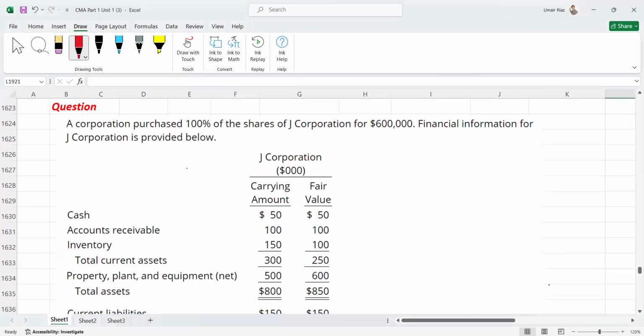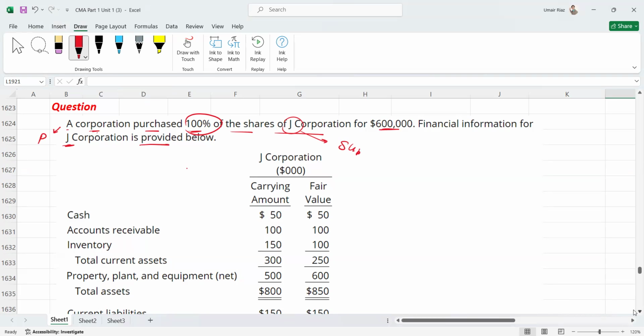The question says a corporation purchased 100% of shares of J corporation. So we have A corporation, which has purchased 100% shares of J corporation. It means here A is the parent and J is the subsidiary. And we have acquired 100%, so there won't be any non-controlling interest. We acquired J for $600,000. The financial information for J, which is our subsidiary, is provided below.